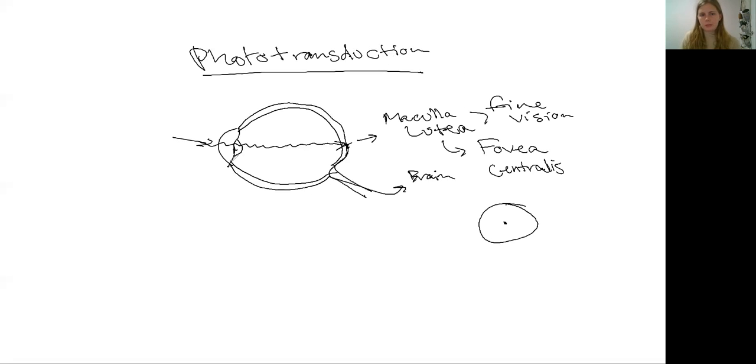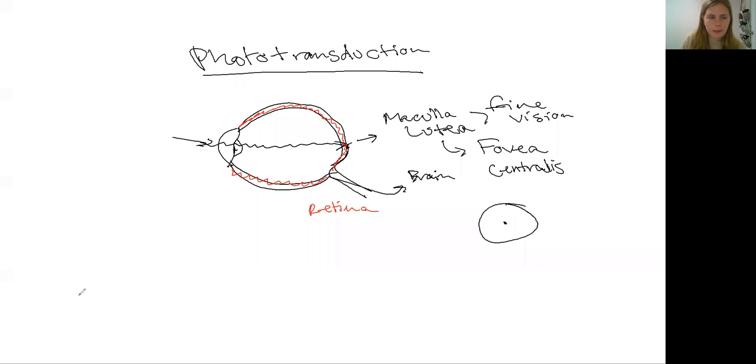So, phototransduction is the process of taking this light and bringing it back to the brain. So there's 3 layers of the retina. It kind of looks like this. Like I said before, this part right here, I'll put it in red, this part right around here, that's your retina. And it has 3 layers.